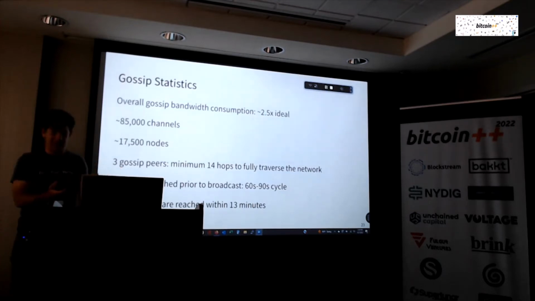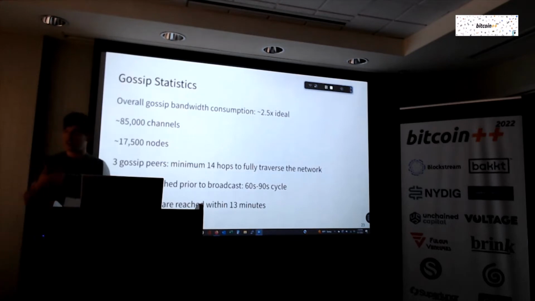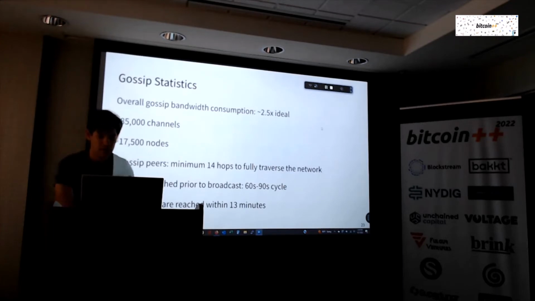Core Lightning uses 60 seconds, but I think LND maybe uses like a 90-second cycle. And you periodically broadcast all of the new gossip you received in that time to your gossip peers. So that means that we're looking at 14 hops, 60 to 90 seconds between each one. It takes a while to fully propagate to the whole network. And yeah, in practice, we're seeing something like 95% of the network receives it within about 13 minutes. Really, you need like probably 20 minutes. That's a good rule of thumb at minimum before you can count on everyone seeing your new information.